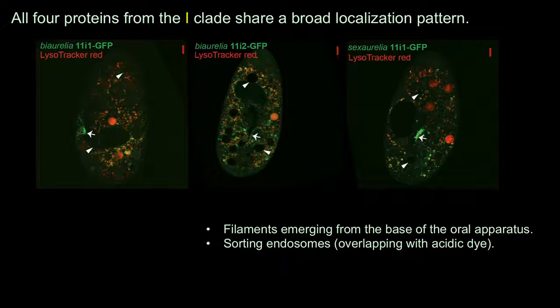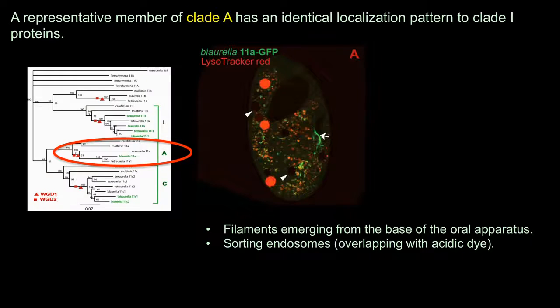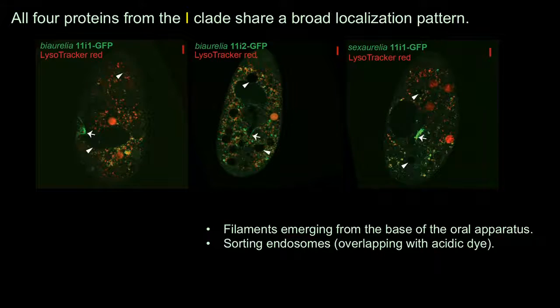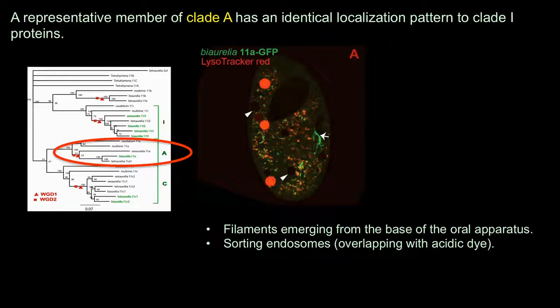So here's an example of 3 out of the 4. And hopefully you can see that they're pretty similar to each other. But when we start to look at the next clade, from which we've just localized one member so far, a representative member of these 3, we see that it actually has an identical localization pattern to the other clade, this broad pattern that involves both sorting endosomes and the phagocytic pathway.